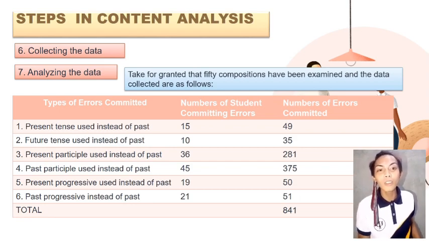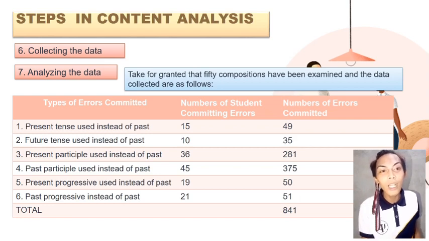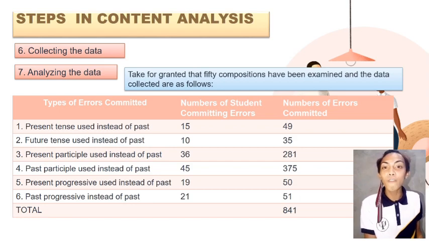Present progressive used instead of past. There are 19 and 50. As follows, number 6, past progressive instead of past. There are 21 and 51. With a total number of errors, it has 841 in total.